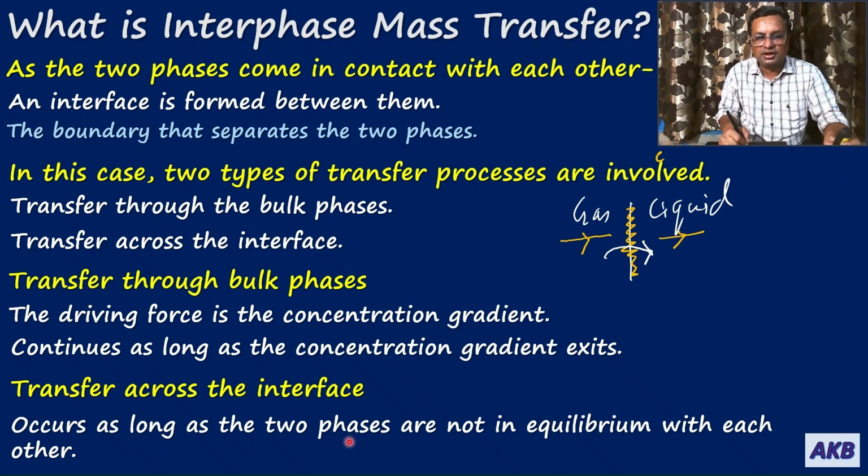So for the time being, you need to understand that in interface mass transfer, two types of transfer processes are involved. One is transfer through bulk phases, which is due to concentration gradient. Therefore, it will continue as long as there is a concentration gradient. And the second type is transfer across the interface, which will continue to occur as long as the two phases are not in equilibrium with each other. As soon as the two phases come in equilibrium, transfer across the interface is going to stop. Or we can say that interface mass transfer will stop.